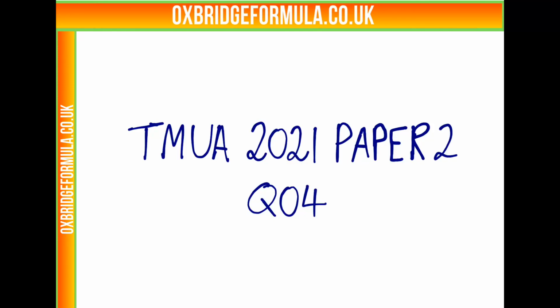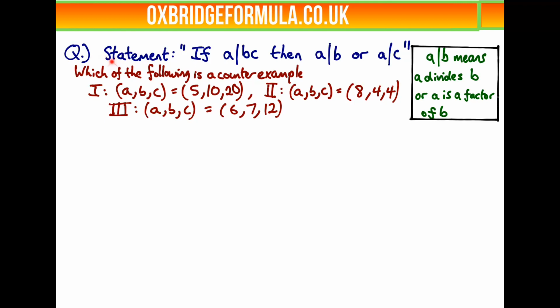This is TMUA 2021, Paper 2, Question 4. We're told to find a counterexample to the statement: if A divides BC, which means A is a factor of BC, then A divides B, or A divides C.